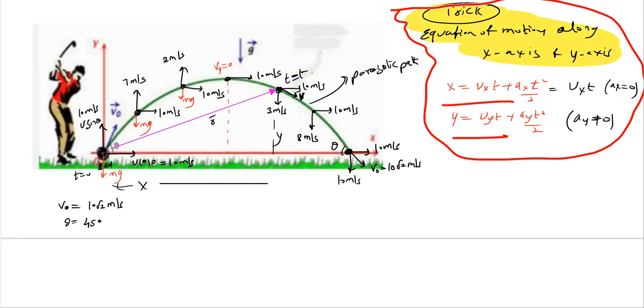In the coming class, we'll discuss still more conceptual things about the oblique projectile. Thank you for watching this video.